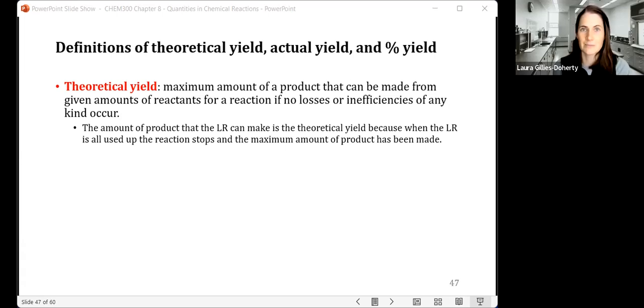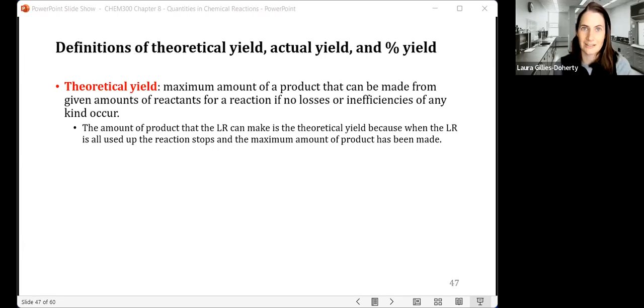So this is the maximum amount of product you can make when you use up all of the limiting reactant in a chemical reaction. And it's assuming that you don't have any mistakes in the reaction, that you make 100% of the product that could possibly be made, which we know based on limiting reactants, once the limiting reactant runs out, you don't make any more product. So how we figure out the theoretical yield is we calculate how much product is made by the limiting reactant. And so we've actually already been calculating theoretical yield in the limiting reactant section.